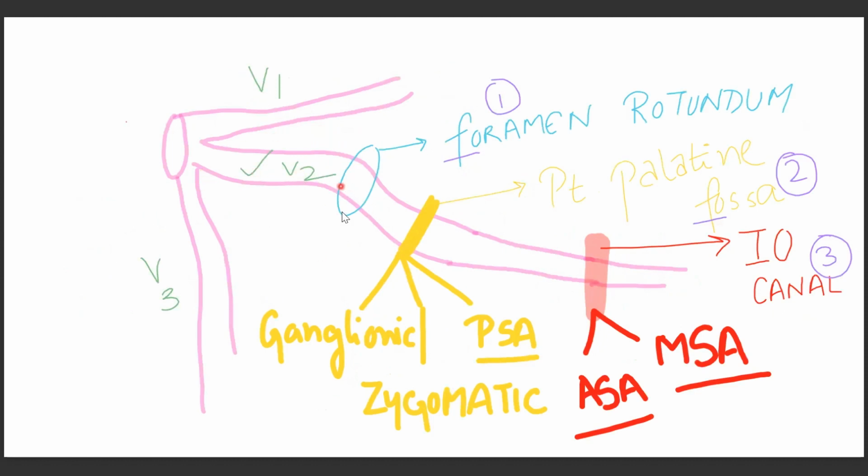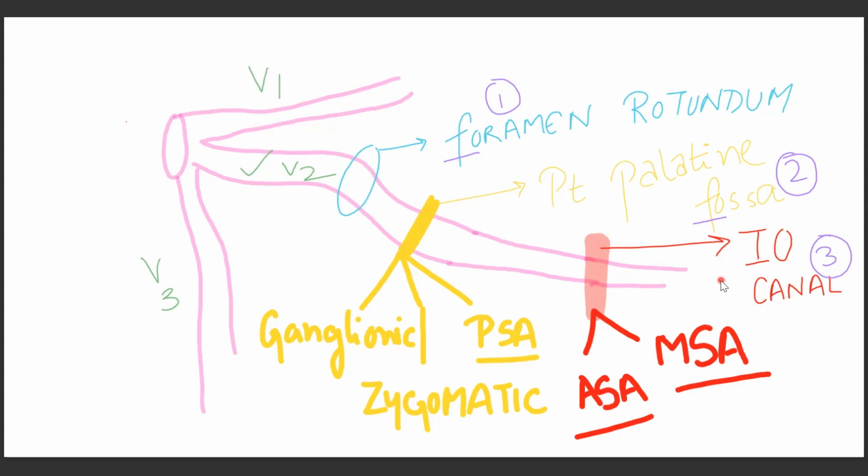It passes from the foramen rotundum first of all, then it moves into the fossa. From the fossa it moves into the infraorbital fissure. Fissure first and then fossa. After passing through the fissure, the nerve always enters into a canal. A canal is basically a cylindrical structure through which the nerve passes.